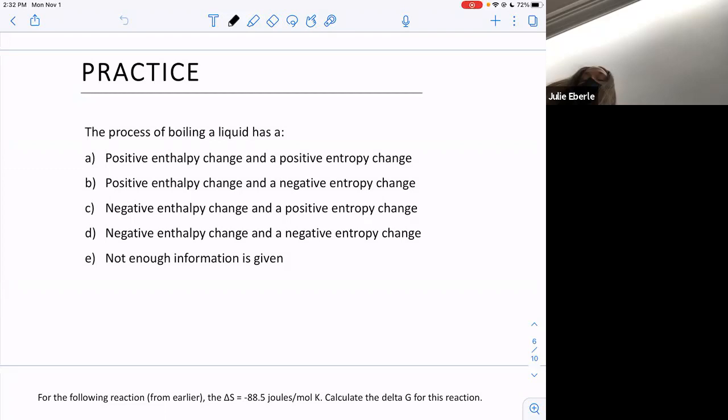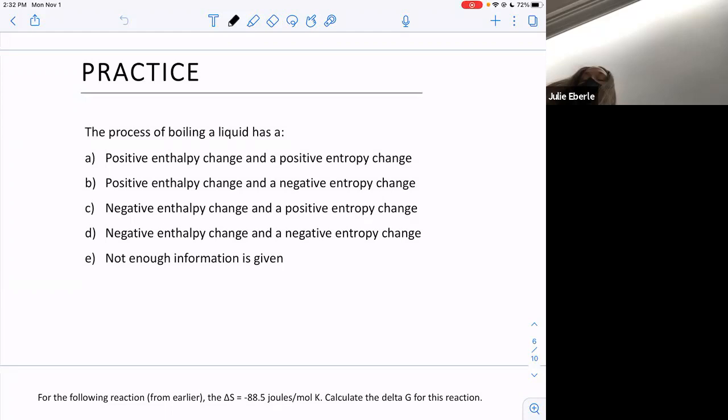So I was just thinking of the process of boiling a liquid. You could write substance A as a liquid goes to the same substance A in a gas form. I was talking about the H, which is enthalpy, and entropy. Enthalpy is the change in energy.